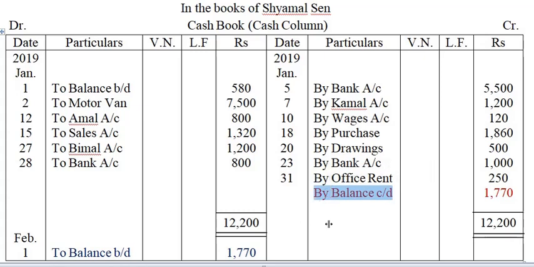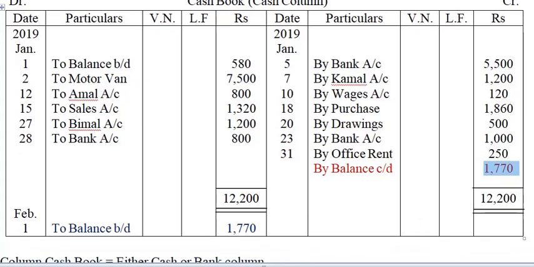Draw a single line on both sides, and find the total of the debit column. It will be 12,200, and write this total on both sides. But remember there should be a space to write by balance c/d and the difference. Then draw a double line. A double line means grand total, so this 12,200 is a grand total.